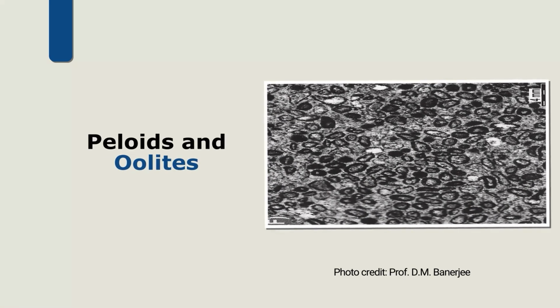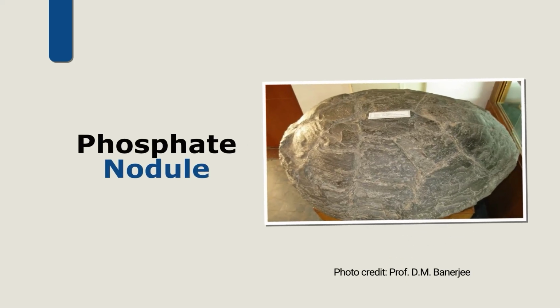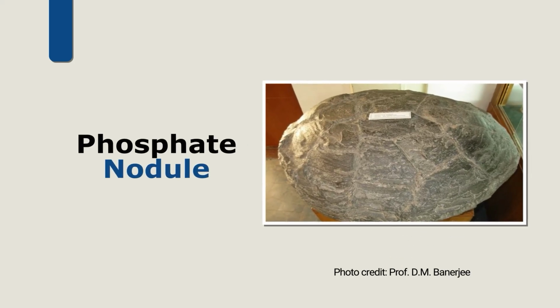Peloids and oolites are formed by chemical precipitation of carbonate around small grains. This is called peloid and oolites. There are nodules. There are big nodules. There are small nodules also. These are some of the giant nodules, mostly in the phosphatic rock, and they are very common in phosphatic groups, especially from the Cambrian rocks in China.